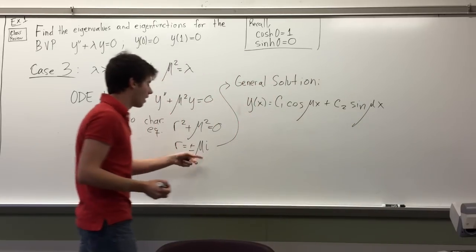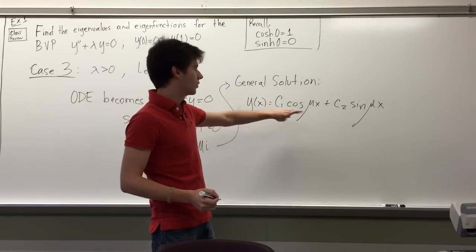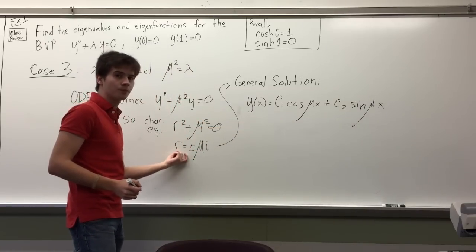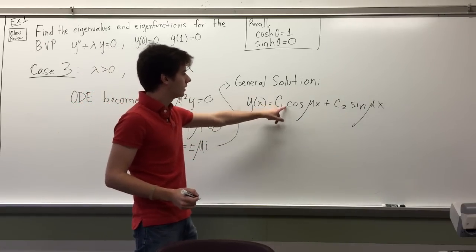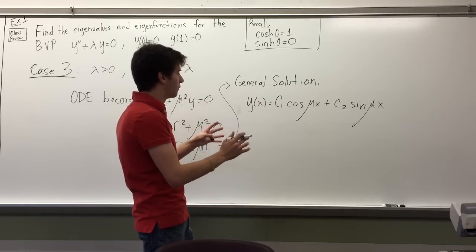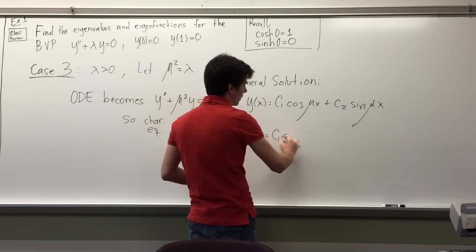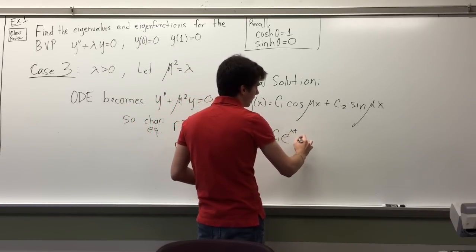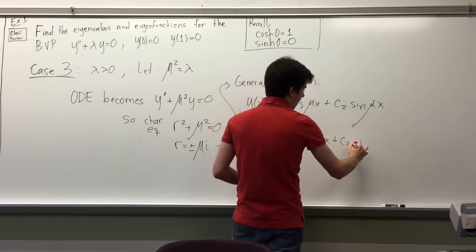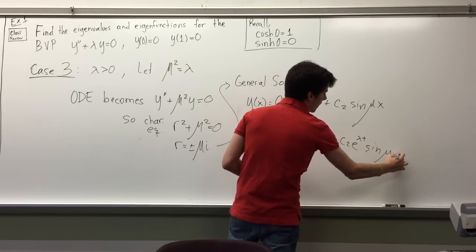When we have complex roots, we just do the linear combination of cosine and sine, because our real part is going to be 0. So our general solution in full would be: c1 e to the lambda t cosine of mu x plus c2 e to the lambda t sine of mu x.